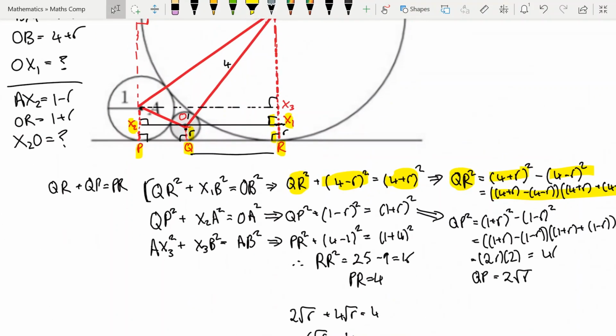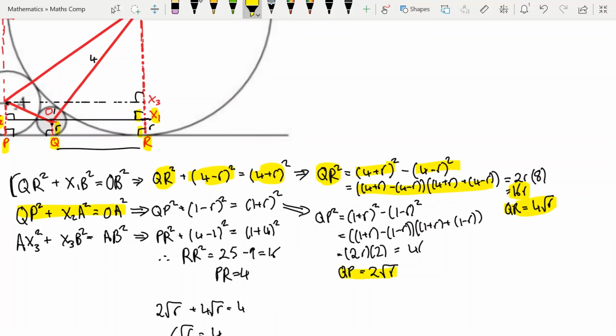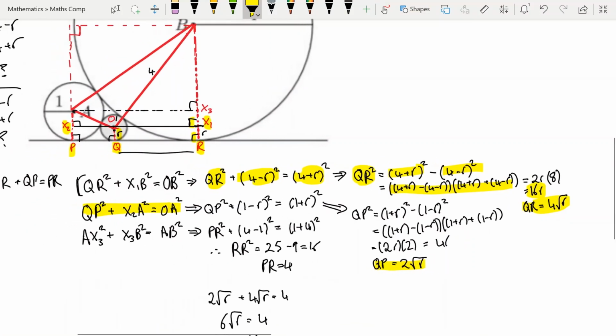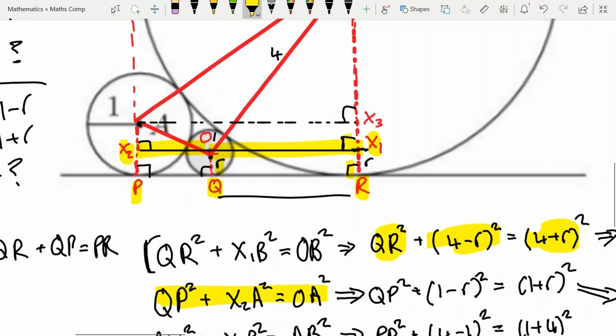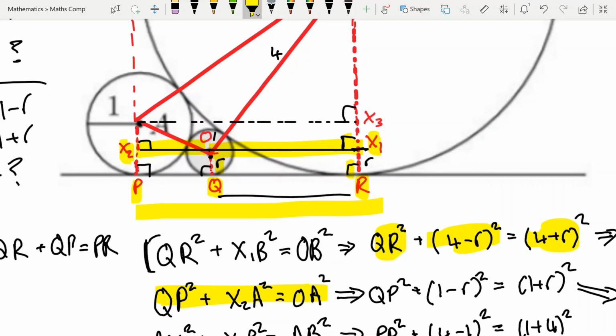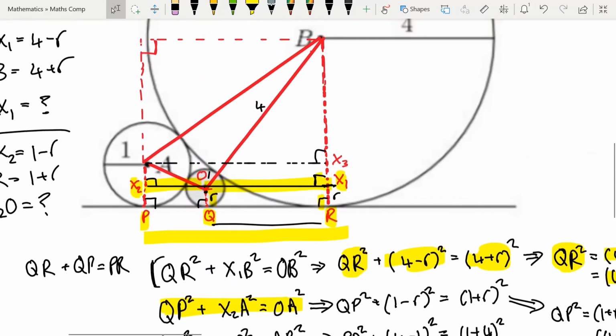You can do the exact same logic with the other triangle OAX2, and applying Pythagoras and following it through gives QP to be 2 root R. So now we've got these two lengths in terms of R, and if you add them, you get the whole length P to R. If we can find P to R, then we can effectively solve for R, and that is what we're going to do.